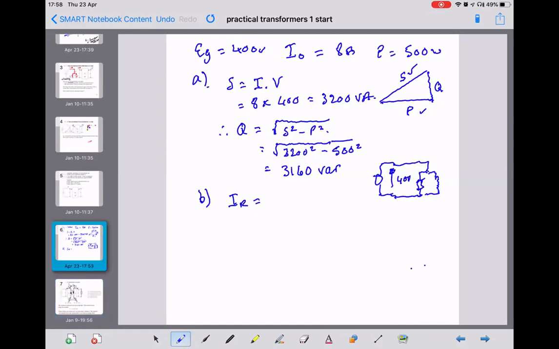And anyway, I'm looking for R, not I_R. Sorry, P is equal to E squared over R. Therefore, R equals E squared over P. So it's 400 squared over 500. So I got 320 ohms.